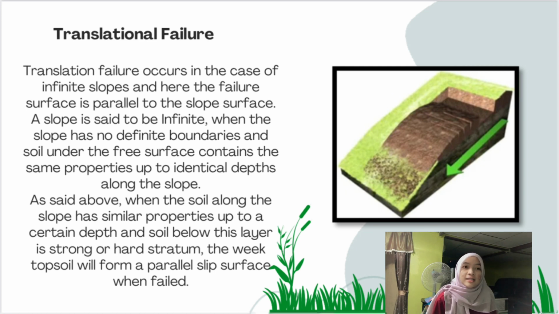Translation failure. Translation failure occurs in the case of infinite slopes, and here the failure surface is parallel to the slope surface. A slope is said to be infinite when the slope has no definite boundaries and the soil under the free surface contains the same properties along the slope. As said above, when the soil along the slope has similar properties up to a certain depth and the soil below this layer is a strong or hard stratum, the weak topsoil will form a parallel slip surface when it fails.